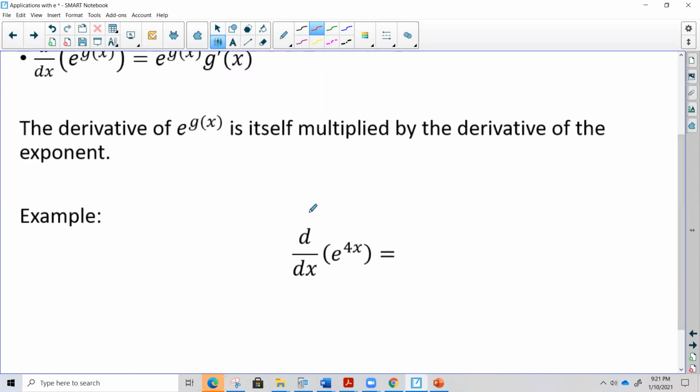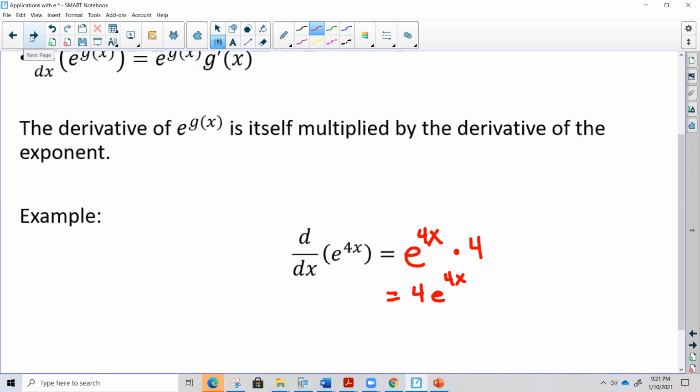So for example, if we look at this question, d dx means find the derivative of whatever function's inside of it. And so the derivative of this is e, which is itself. We keep that exponent the same, and then we multiply by the derivative of the exponent. So the derivative of 4x is 4. And usually I put the constant in front because it's a little neater, but it doesn't matter. So that would be your answer.